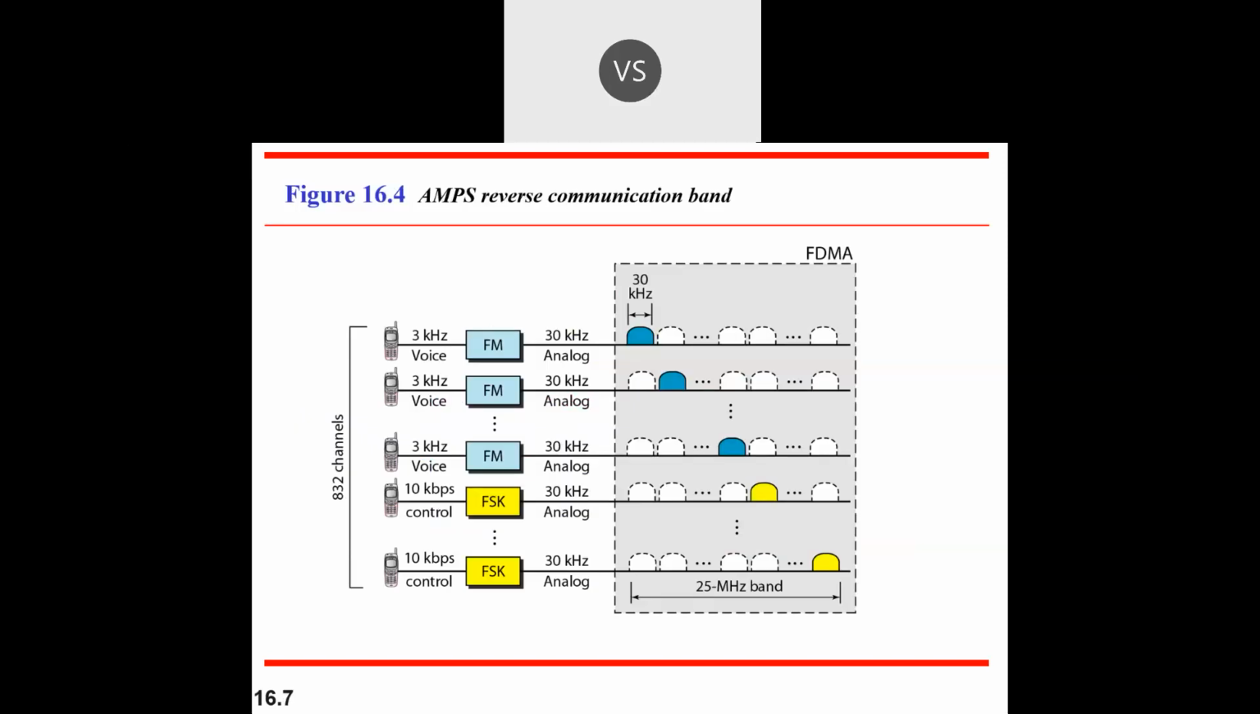Now, whatever this 30 kilohertz analog band is coming, it is going to be frequency division multiplexed using the FDMA technique, and such a 25 megahertz band is going to be generated. So with respect to this 25 megahertz band, you can accommodate 832 channels. Now in those channels also there are some control channels, there are some voice channels. Now what do you mean by control channel and voice channel?